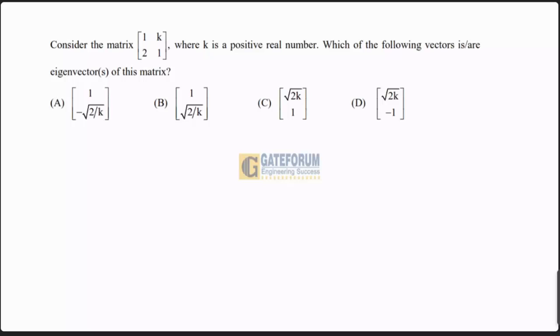The solution is, so k is a positive real number given. So let us take an example of k, then find the corresponding eigenvalues and check which of the following options is an eigenvector. Options is or are eigenvectors.